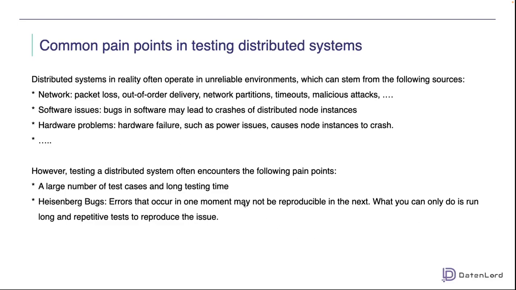However, testing a distributed system often encounters the following pain points: a large number of test cases, a long testing time, and Heisenbugs. Those errors that occurred in one moment may not be reproduced in the next. What you can only do is run long and repetitive tests to reproduce the issue.